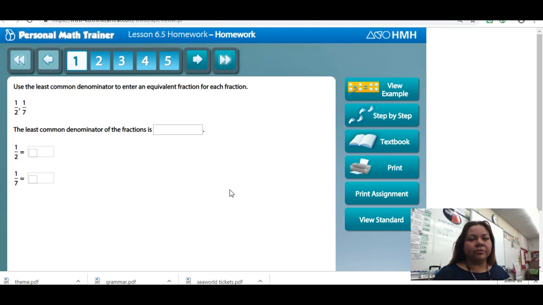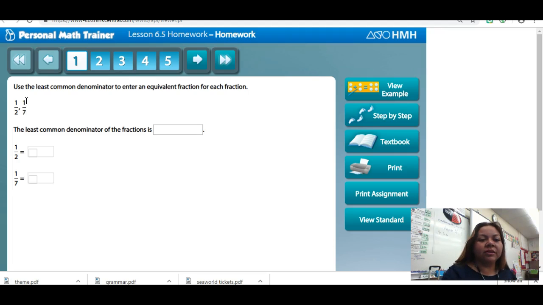Common multiples are your facts, like for example, for 2 it will be 2, 4, 6, 8, 10. Those are multiples. So you want to have the same multiple for both fractions. So here's question number 1. On my end, you might have a different question, but I'm going to show you how to do this one so that if you're having trouble with this topic, we can review.